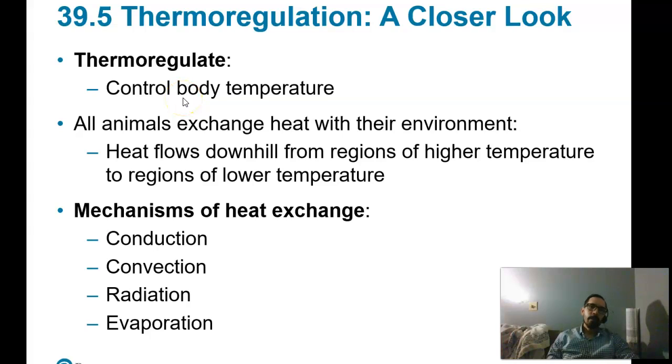Now we're going to move on to thermal regulation. So when you thermal regulate, you're controlling the body temperature. And all animals exchange heat with their environment. So heat flows downhill, from regions of higher temperature to regions of lower temperature. And the mechanisms of heat exchange are conduction, convection, radiation, and evaporation. So we're going to look at each of these in turn.